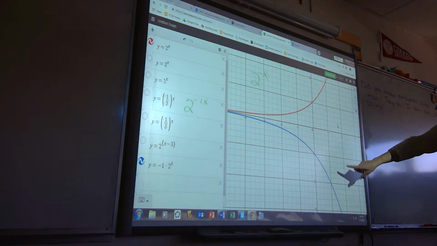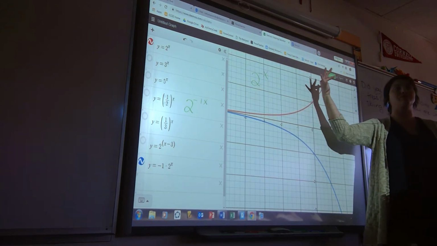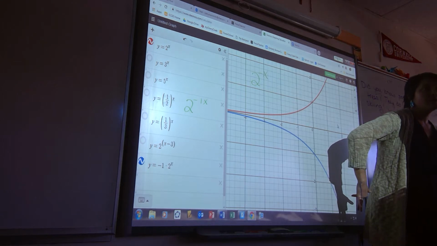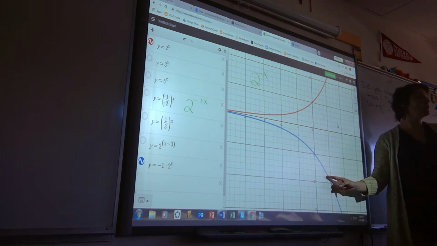Now, what about this one? This blue one that I added on here, also symmetric, but in this case it's symmetric up to down. So we just took the red one and flipped it down. It's the y equals negative 2 to the x. So is this still growth or is this decay?